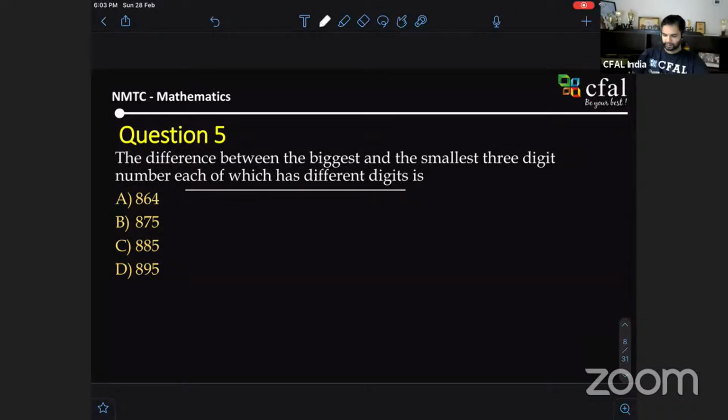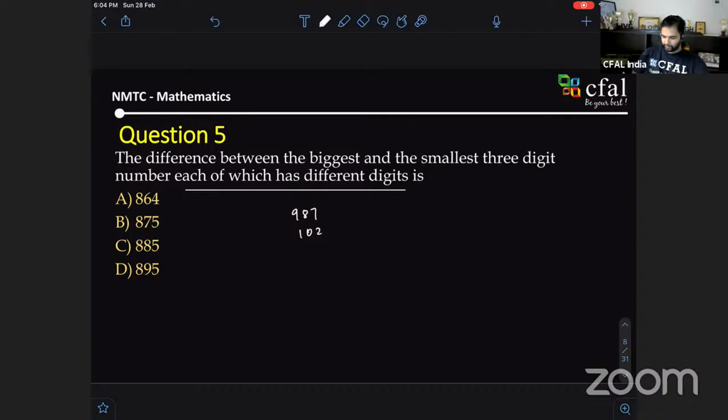That one I'm searching. Just think about it. It can't be 999, but what can be the biggest one? 9, 8, 987. Yes, 9, 8, and 7, right? Because it should be different, and this is the biggest. So, what is the smallest number then? 102. Yes, all different digits.